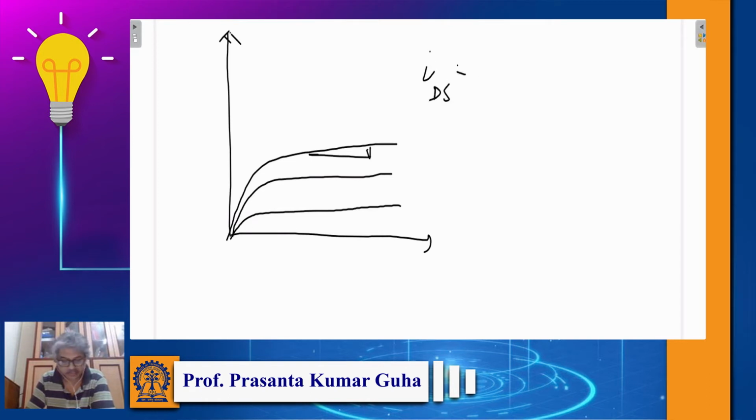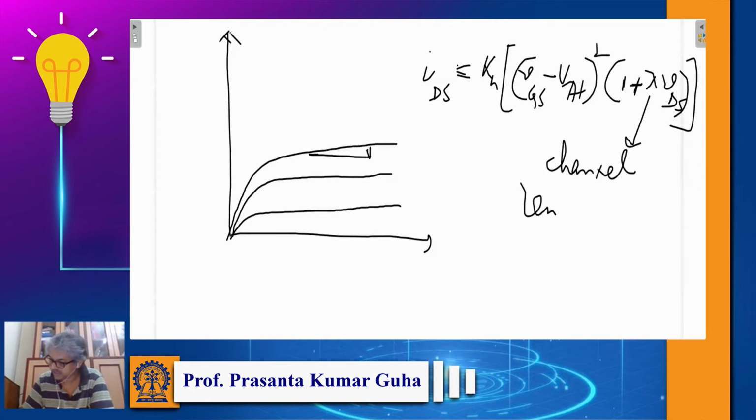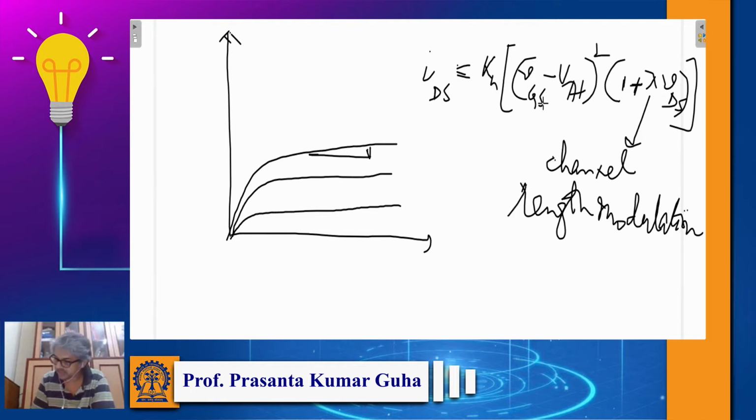IDS can be written as Kn (VGS minus VTH) whole square, along with another term, 1 plus lambda VDS. This lambda VDS is coming to express this tilt. This lambda is often known as channel length modulation. Remember, once we increase VDS, the channel moves away from the drain side. So that is basically channel length modulation. The effective L will change.